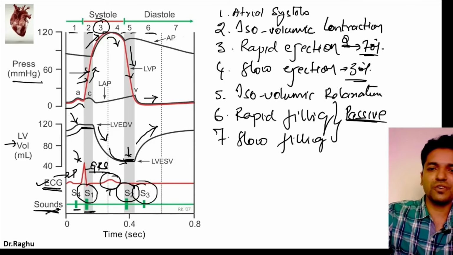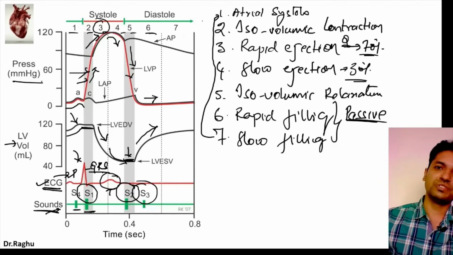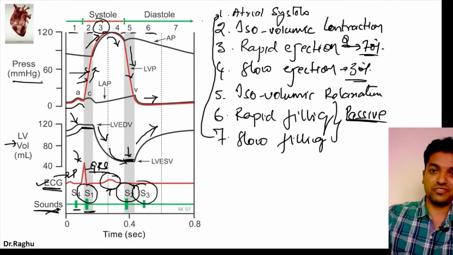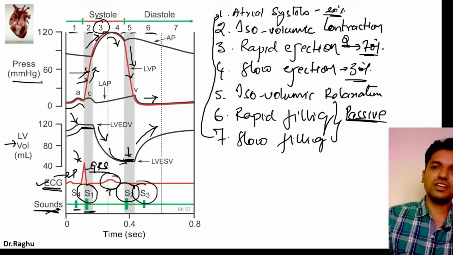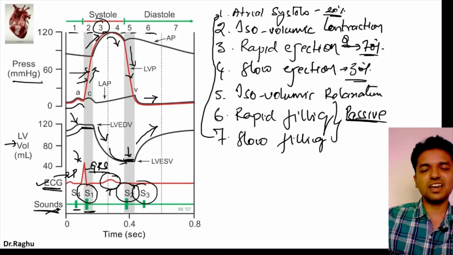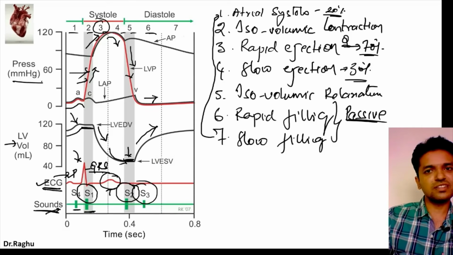So after the slow filling, what is going to happen? Again, we are going back to the phase of atrial systole, wherein the remaining 20% of the blood from the atria is entering into the ventricles. It's as easy as this if we understand these events.